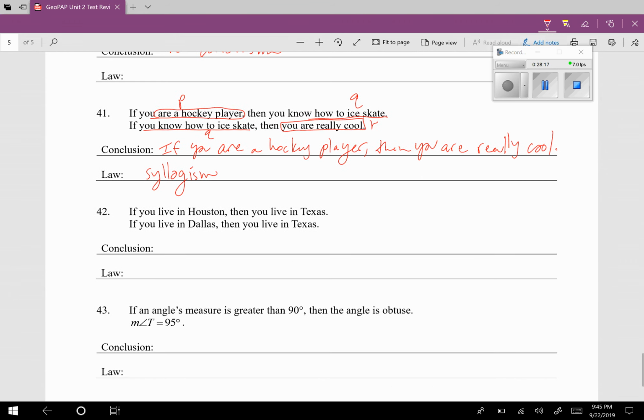Okay. If you live in Houston, then you live in Texas. If you live in Dallas, then you live in Texas. Okay, it went P then Q, R then Q. This doesn't follow anything, so it's no conclusion.